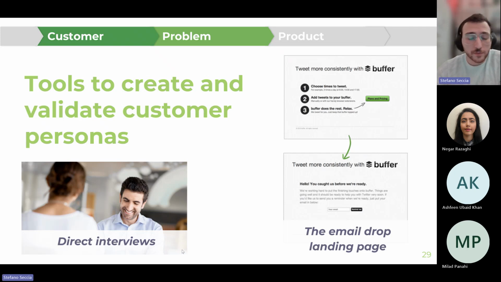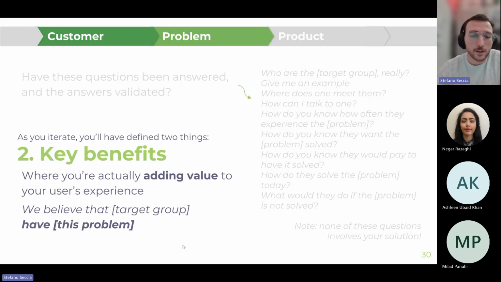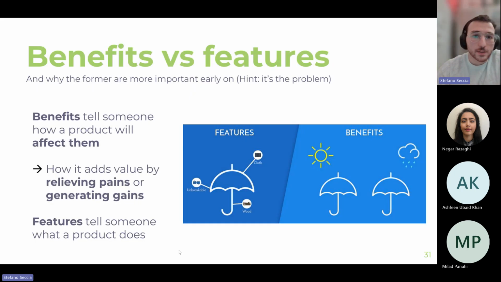So first thing we define, iteratively questioning our assumptions, is the customer persona. The second thing is the key benefits. So the actual problem you're solving, where you're actually adding value to the user experience. So what is the problem they're answering? What is the pain? And what value are you providing by solving that pain? So benefits versus features, we've already gone over this with Sajad.